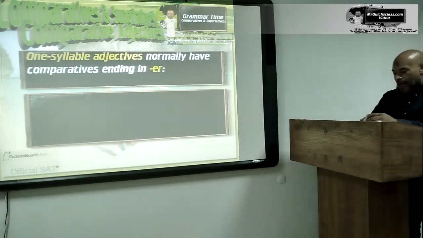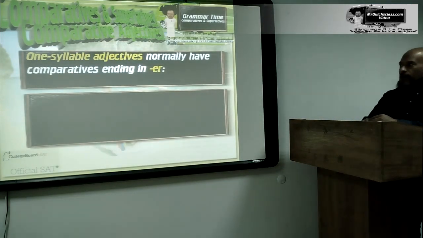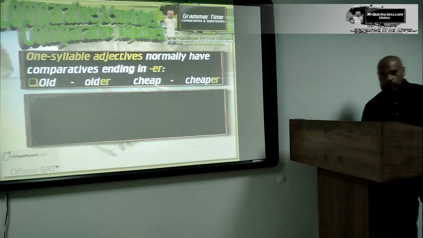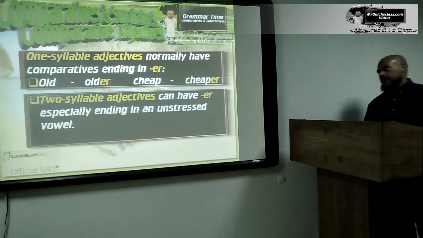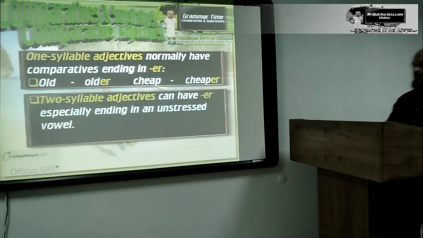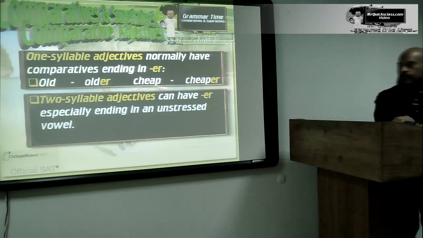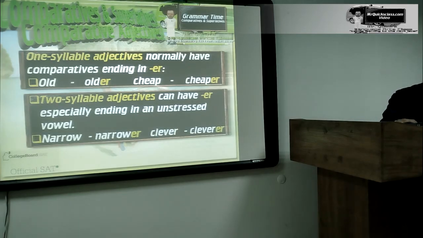One syllable adjectives normally have comparatives ending in "er." Old becomes older, cheap becomes cheaper. Two syllable adjectives can have "er," especially ending in an unstressed vowel. Narrow becomes narrower, clever becomes cleverer.